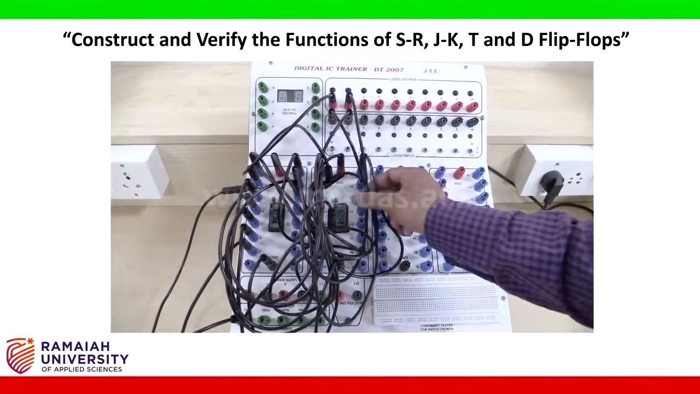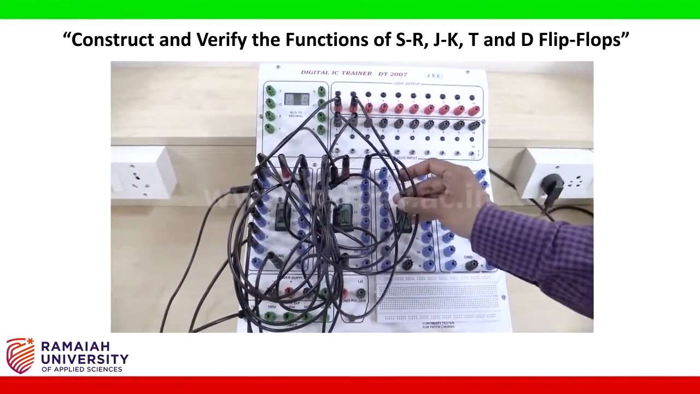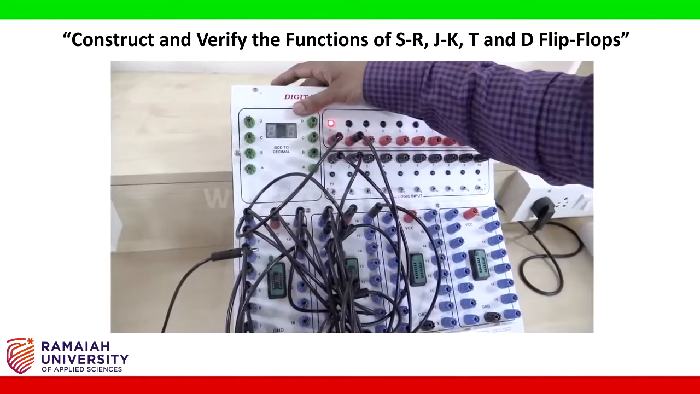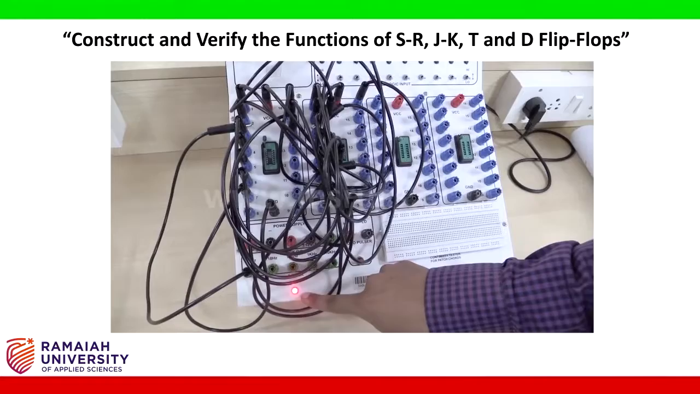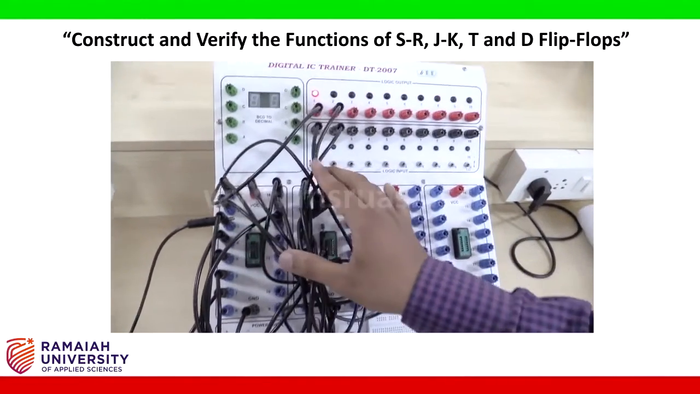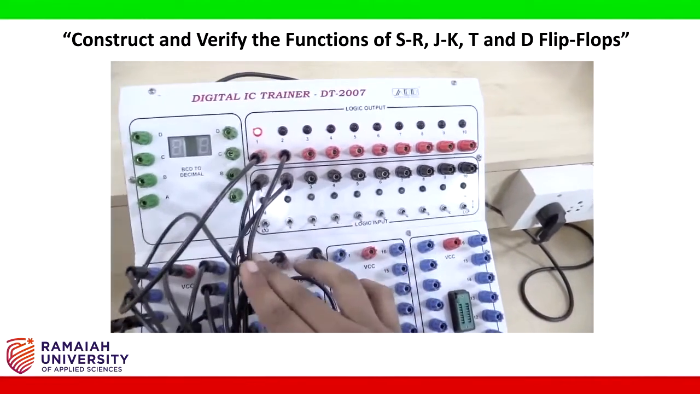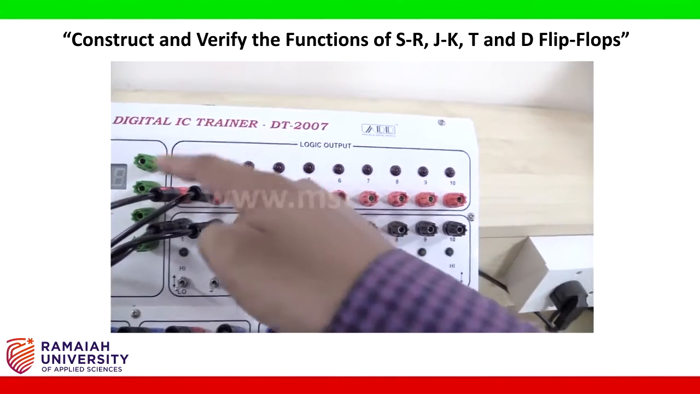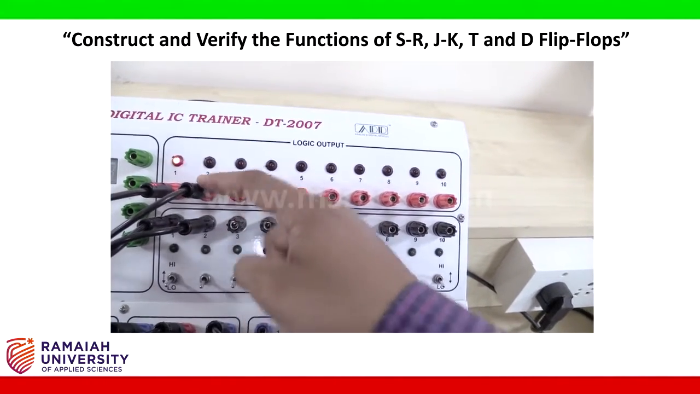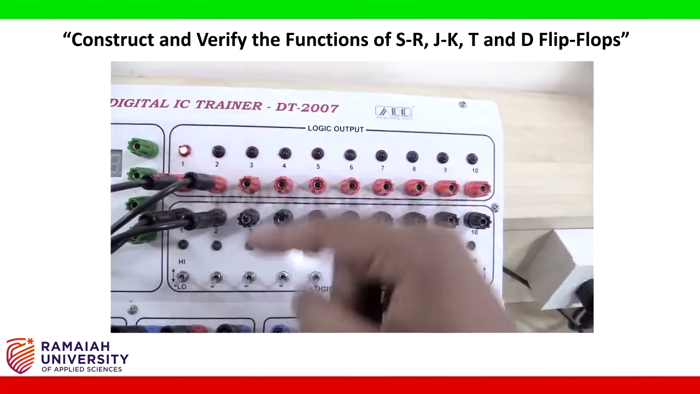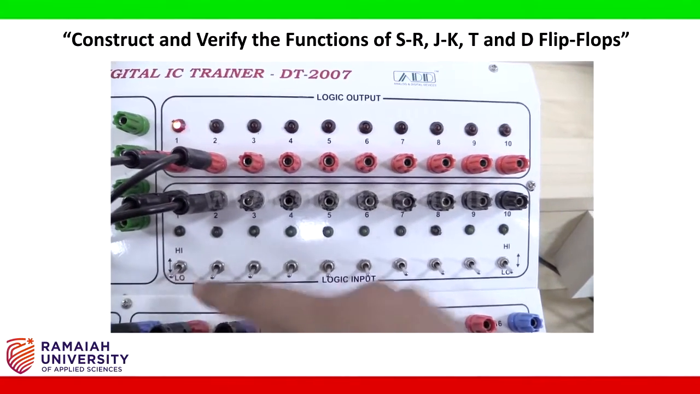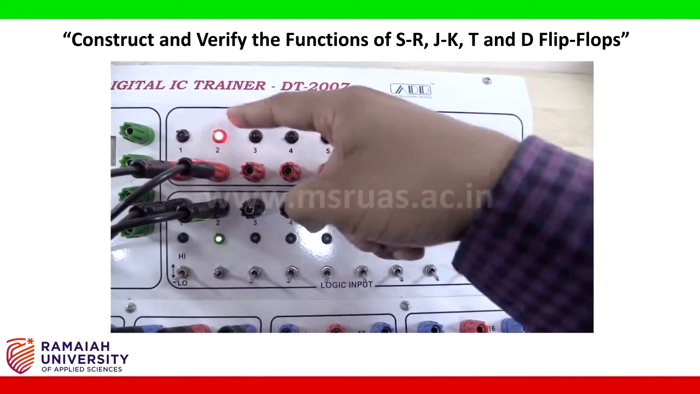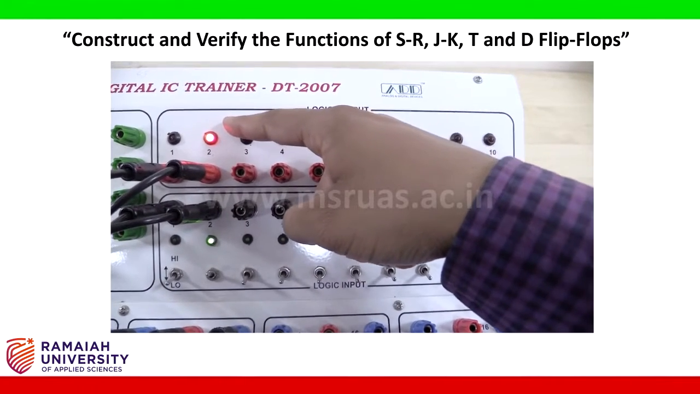Now we will verify the outputs according to the truth table. Before that, let us turn on the power supply to the IC kit. Now it is on. Now we will change the inputs as per the truth table. When the inputs are 0 0, the outputs will be in the no change state. That means it will store the previous data. I will change the inputs from 0 0 to 0 1. At that time Q will be 0, Q bar will be high. That is called the reset state.